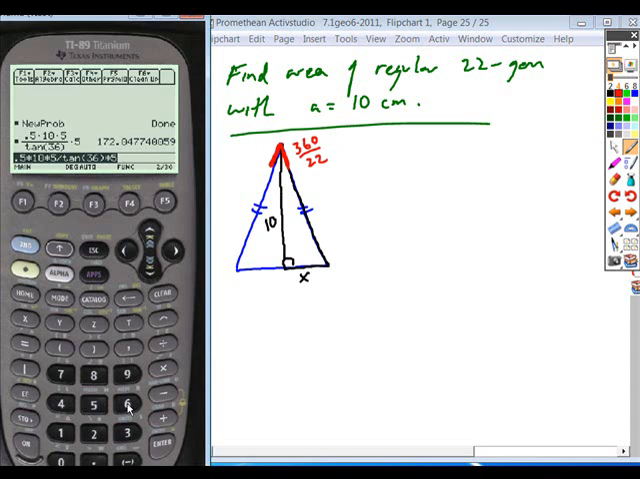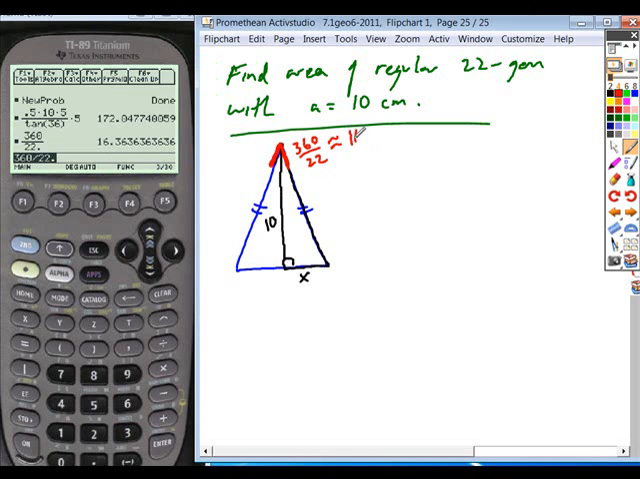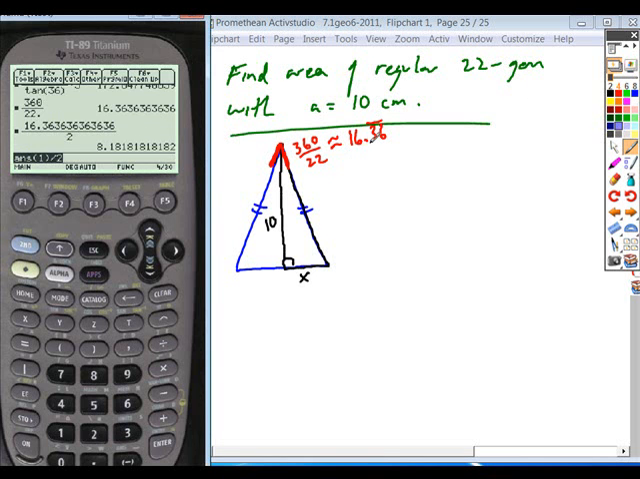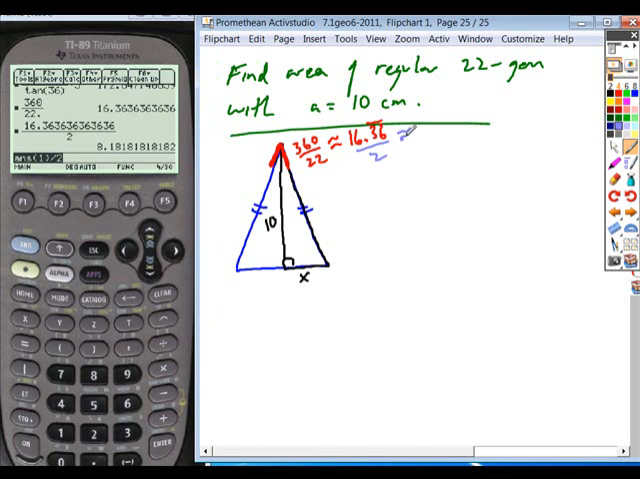So if we calculate that, put a decimal so it gives us a decimal answer, we get about 16.36. Okay, and if we want to figure out what portion of that is going to be in this right triangle, we simply divide it in half. So if we cut this in two, we get our angle of this right triangle to be 8.18 repeating. So this angle in here is 8.18.